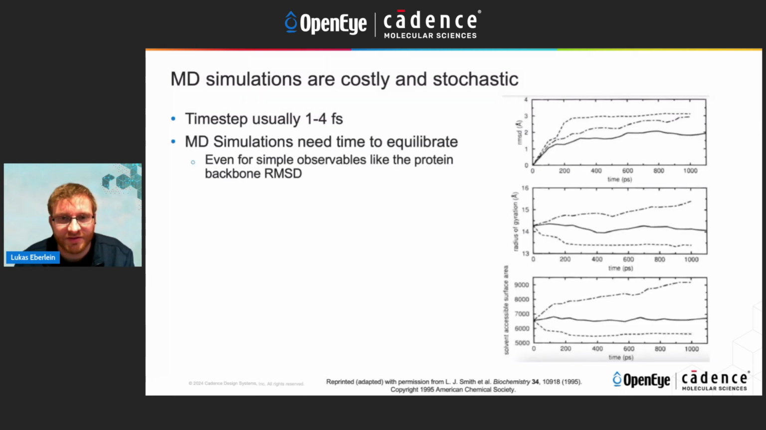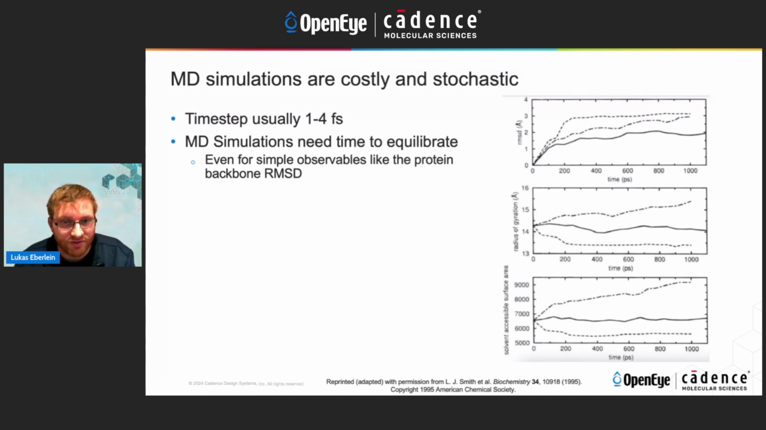MD simulations are computationally expensive. The potential has to be evaluated for all atoms at each time step, and we must do millions of them with typical 1 to 4 femtosecond time steps. Constraining the smallest motions in the systems allows us to use larger time steps and can be done by applying algorithms like SHAKE or RATTLE.